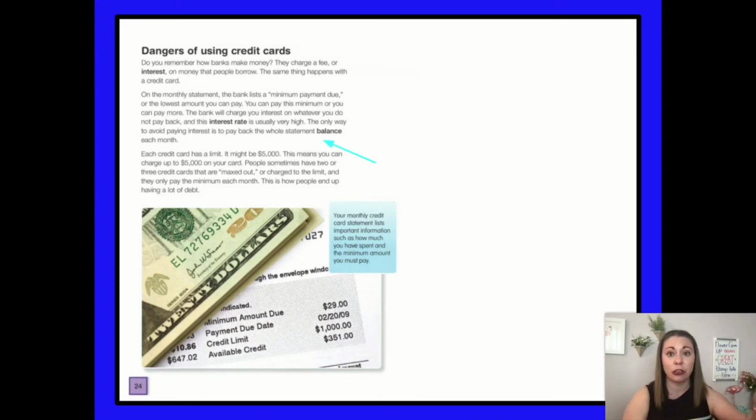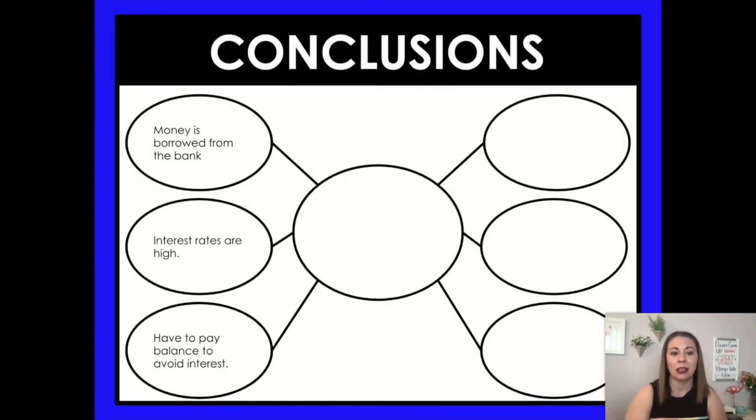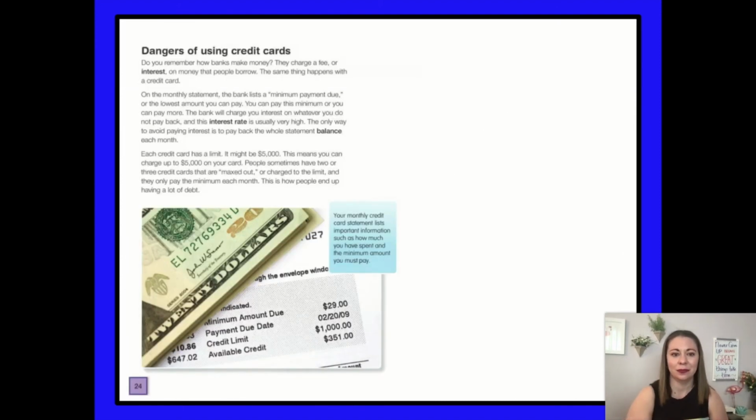Unless I pay all $250 of that by the end of the month, I'm going to end up having to pay more. I'd have to pay maybe like $275 for the shoes instead of only the $250. So to avoid that, I have to be able to pay that by the end of the month. Okay, so you have to pay the balance in order to avoid interest. All right, let's see. What else?